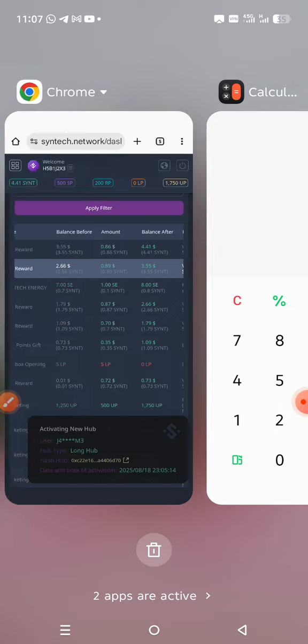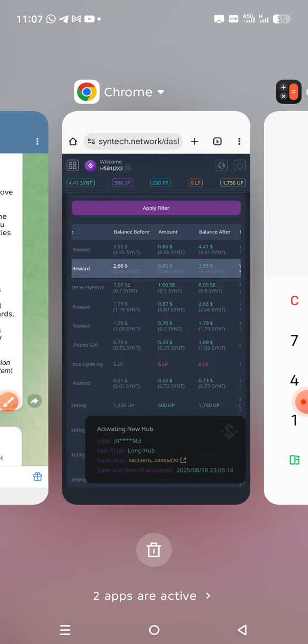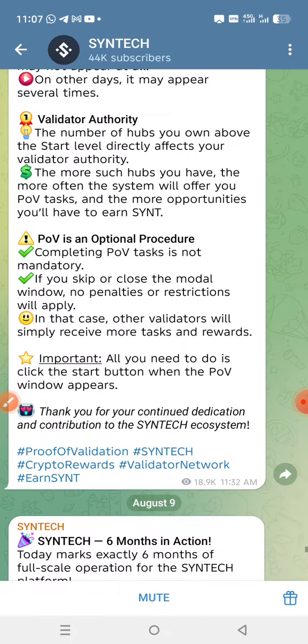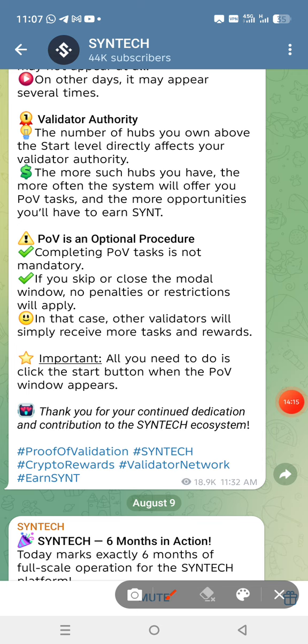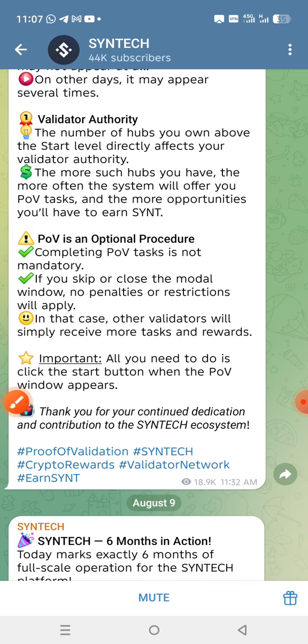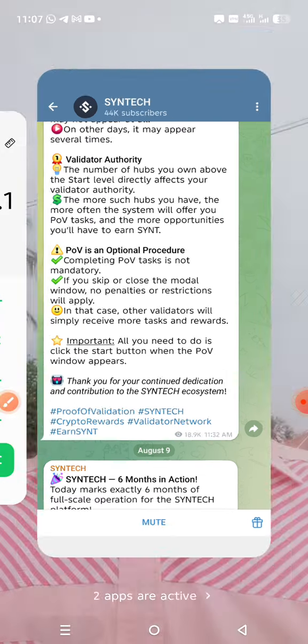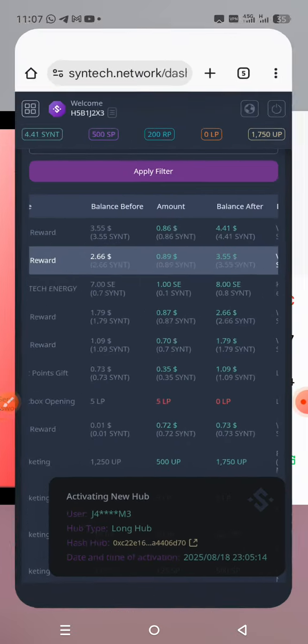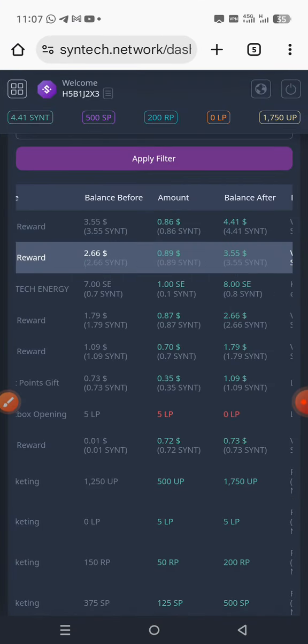And if you understand what they wrote here, they made us understand that the more hubs you have, the more often the system will offer you POV tasks, and the more opportunities you have to earn. Now, this is my account. Actually, this is my wife's account. It's not my own account.